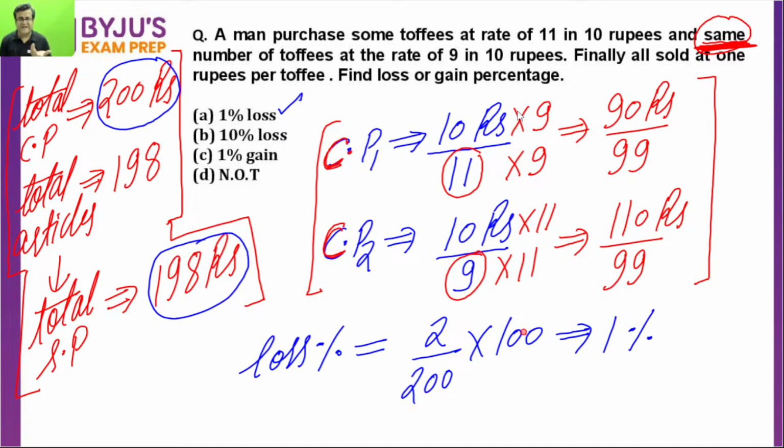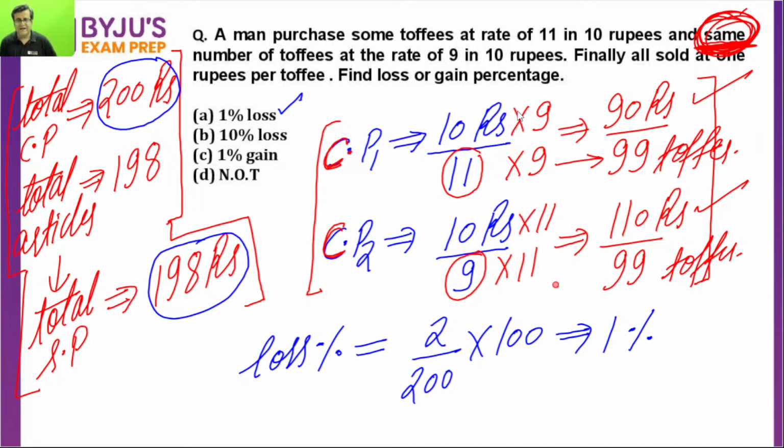It is not about cost. Cost is 90, cost is 110. Cost will be different. It is not about cost being the same. You will have to understand the meaning of the question. Same number of toffees. This is toffees, so toffees must be equal, not cost. I have made the number of toffees equal, that the question is saying, 99, 99.